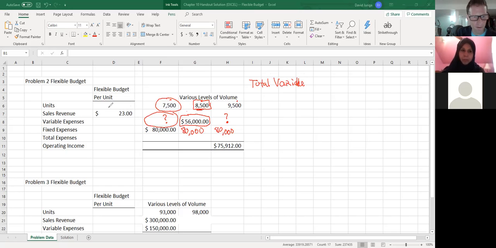Well, that $23, that is a per unit. That's sales revenue per unit, right? Yeah. So you're on the right track. What do we need to know for variable cost? Do we know the variable cost per unit? Or I guess a better question would be, could we figure out what the variable cost per unit is?